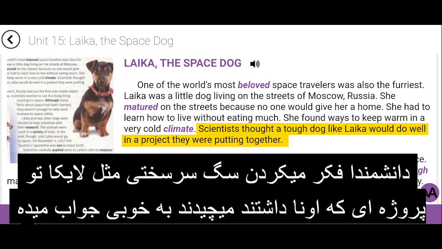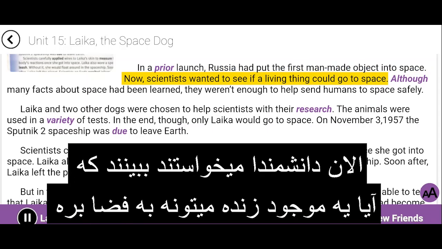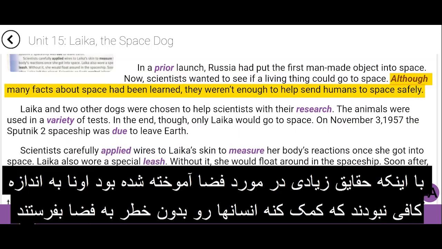Scientists thought a tough dog like Laika would do well in a project they were putting together. In a prior launch, Russia had put the first man-made object into space. Now, scientists wanted to see if a living thing could go to space. Although many facts about space had been learned, they weren't enough to help send humans to space safely.